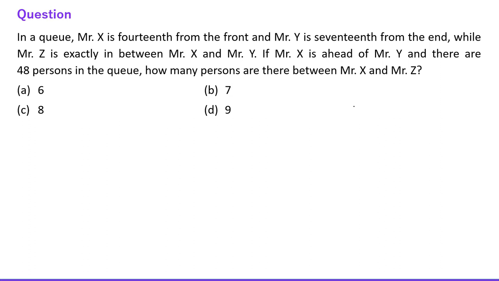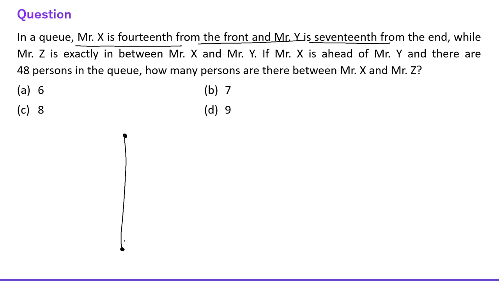Next question says, in a queue, Mr. X is 14th from the front and Mr. Y is 17th from the end. Okay. Let's say this is the queue. This is the front end and this is the bottom end, or rear end. So Mr. X is 14th from the front.